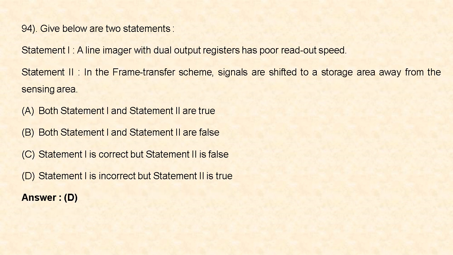Next question. Given below are two statements. Statement 1. A line imager with dual output register has poor readout speed. This statement is wrong because it has a very good readout speed. Next statement. In the frame transfer scheme, signals are shifted to a storage area away from the sensing area. This statement is correct. So statement 1 is incorrect, but statement 2 is true. So here answer D is the correct one.